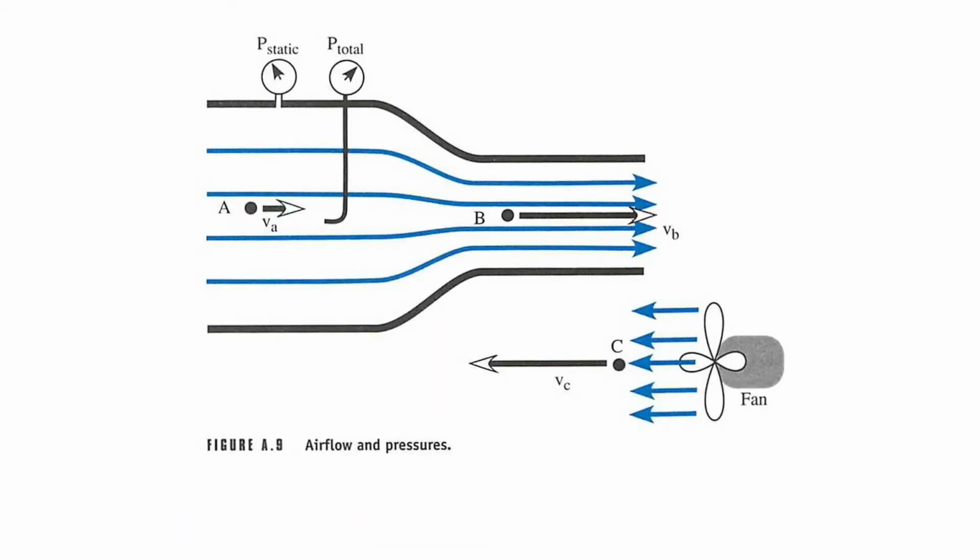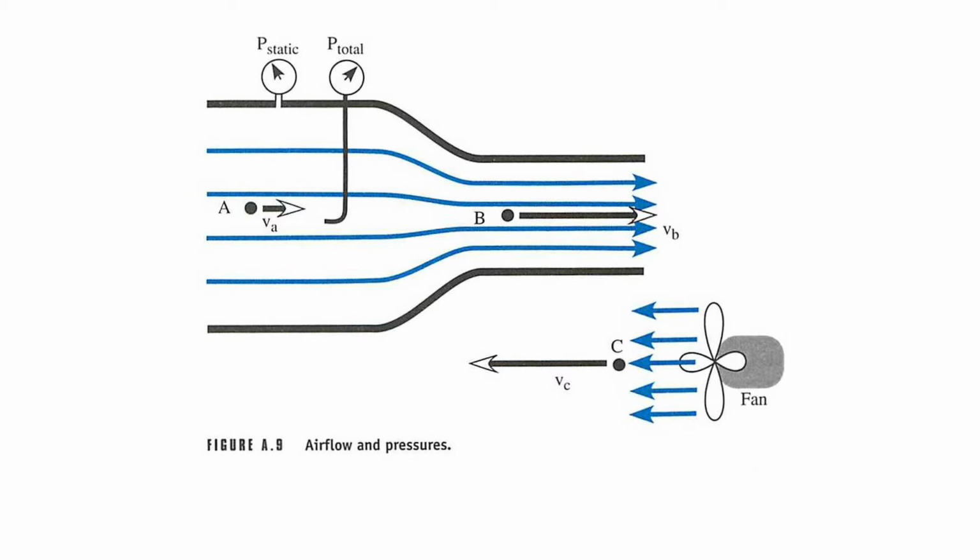This picture shows how we could measure static and total pressure. The static one is fairly intuitive. If we look up at the top, all we have to do is open up a little port that is not exposed to the direct flow. It's just measuring the pressure of the fluid perpendicular to its flow.